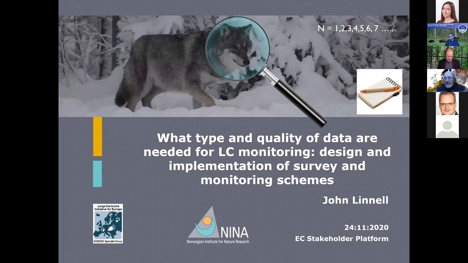So I could talk about monitoring carnivores for many, many hours. But I decided to focus on some of the very general fundamental principles, not so much related to the scientific aspects, because the talks afterwards will illustrate some of those with some very good case studies. I want to take us back to some of the fundamental basics, which I think are essential to consider, irrespective of which type of technique we're using in the field.